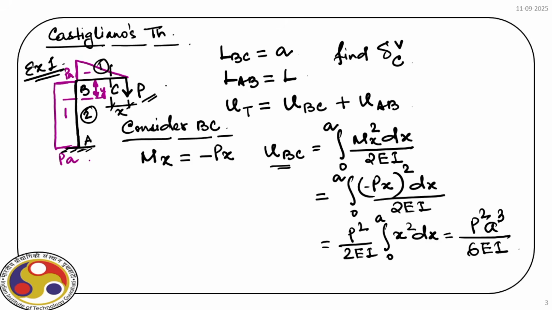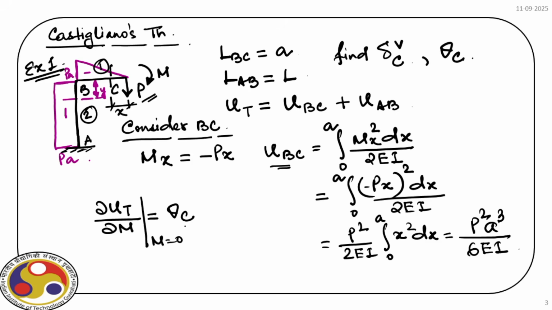Now if we plan to find out the rotation at the point C, so if we wish to find out theta C, then we have to apply a dummy moment here, and then we have to repeat the same exercise, and if we differentiate total bending strain energy with respect to M, we will get theta C. Obviously we have to put M equal to 0, and that will give us theta C. You can take this as an exercise and solve that problem, right?